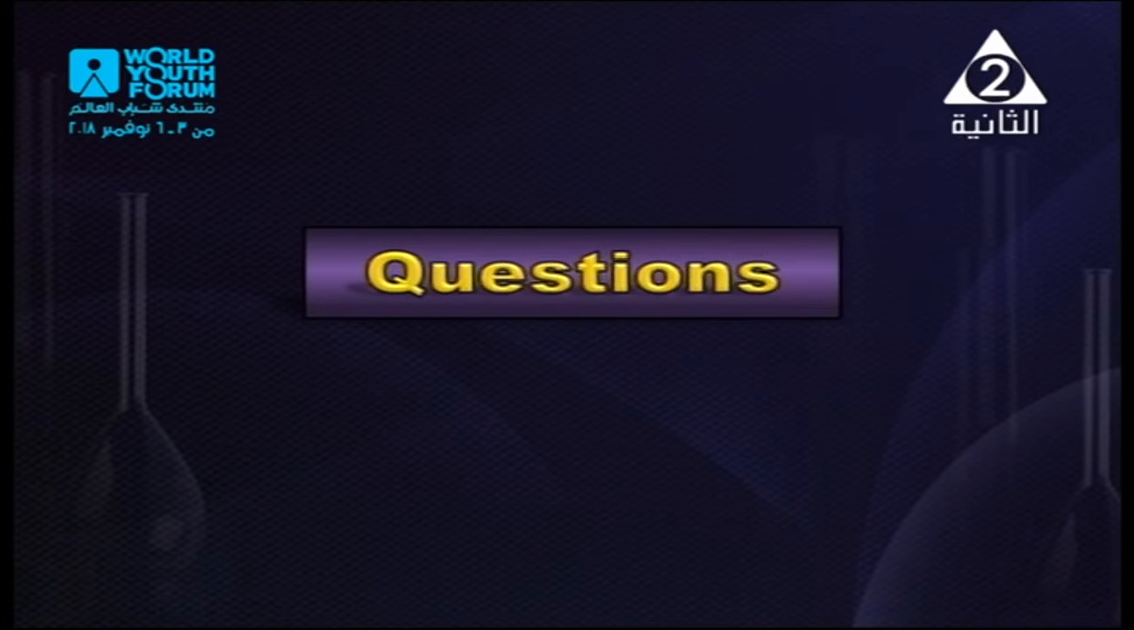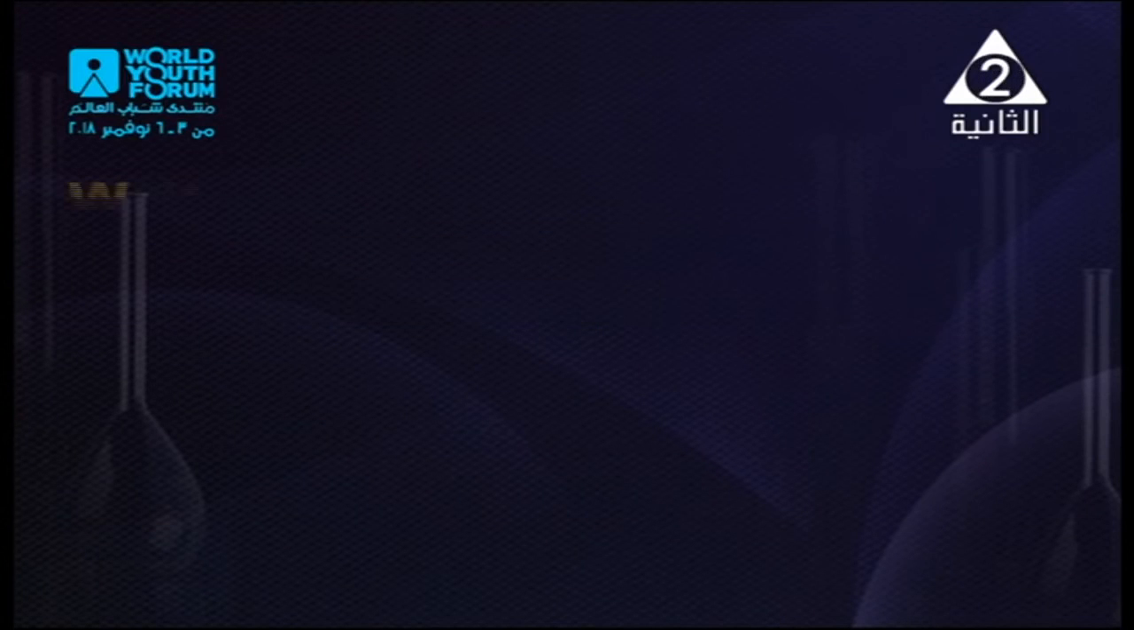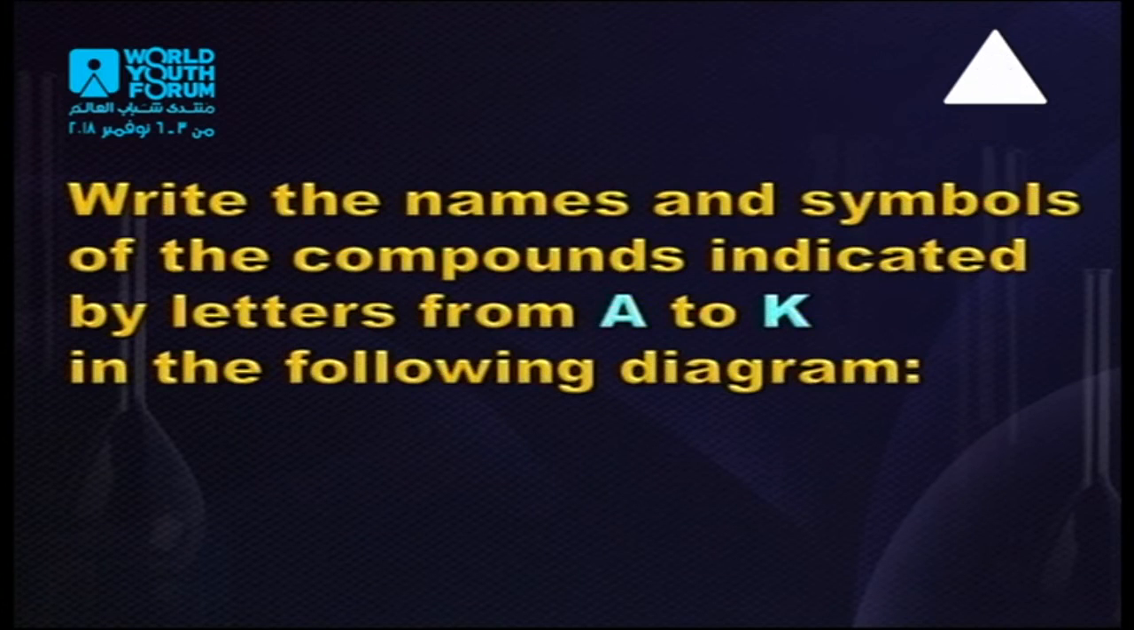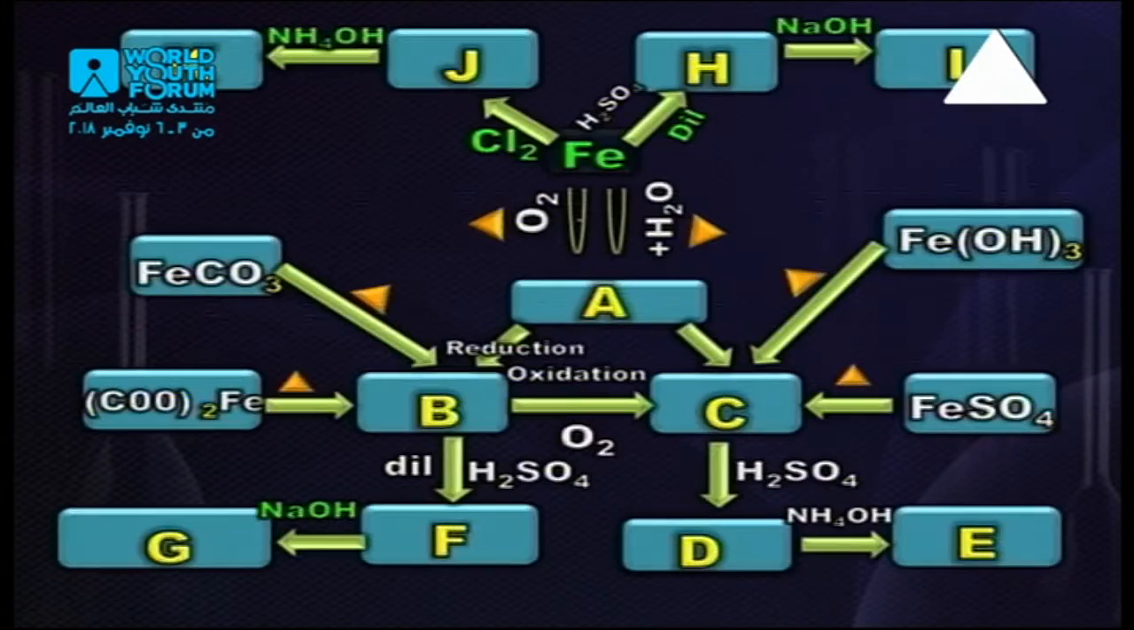Now we are going to discuss some questions. First type of question: write the names and symbols of the compounds indicated by letters from A to K in the following diagram. As the diagram shows here, symbols A, B, C, D, E, F, G, H, I, J, K. We are going to know the formula of these compounds. So we are going to start with the compound A.